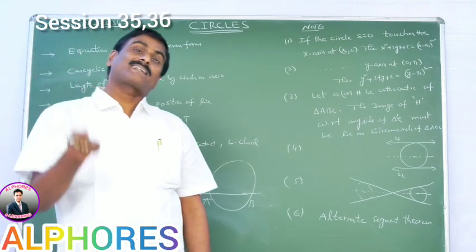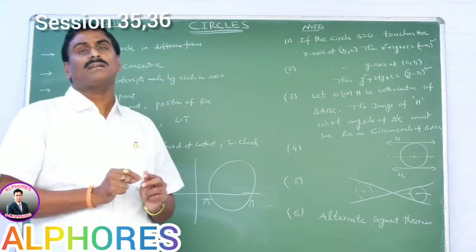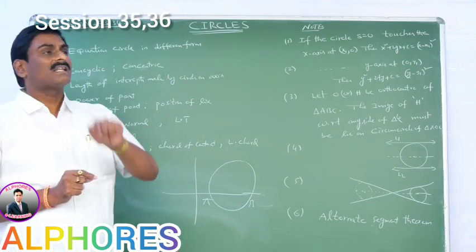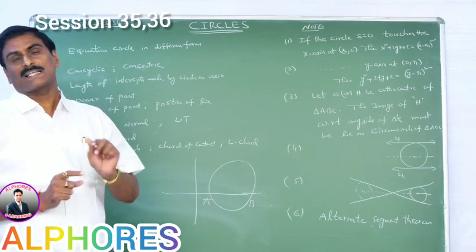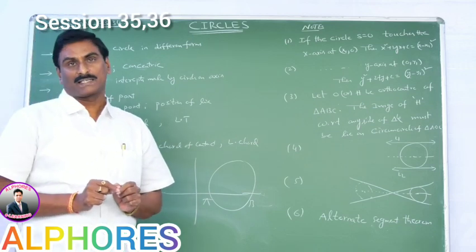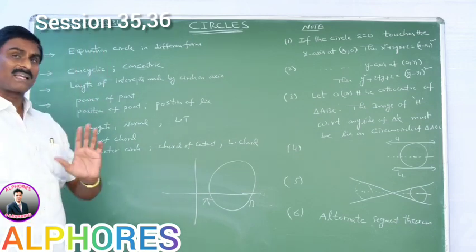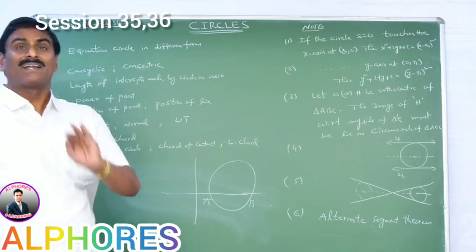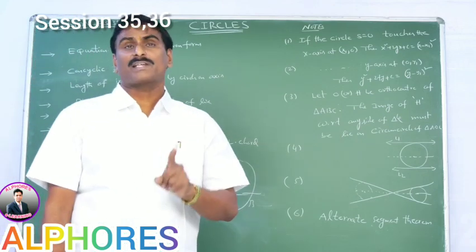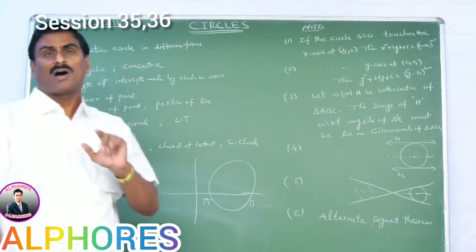If the circle neither touches nor intersects the x-axis, what is the condition? g² - c less than 0, that means g² less than c. Okay. Similarly, if the circle touches the y-axis, f² is equal to c. Neither touch nor intersect the y-axis, what is the condition? f² - c less than 0 or f² less than c.